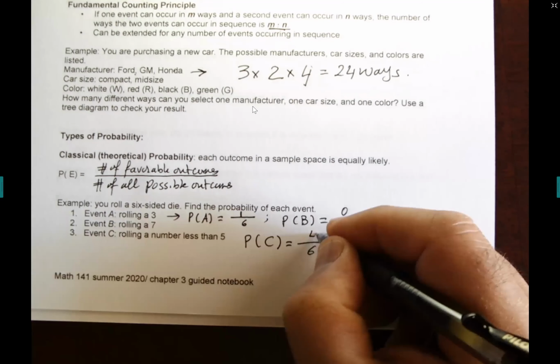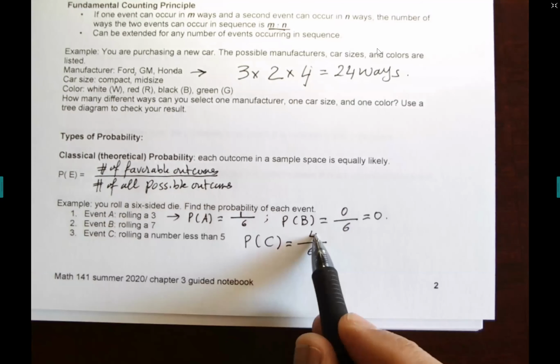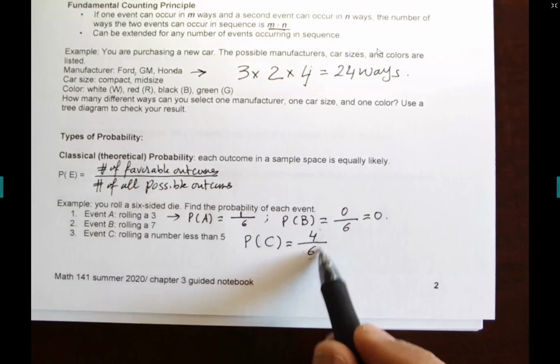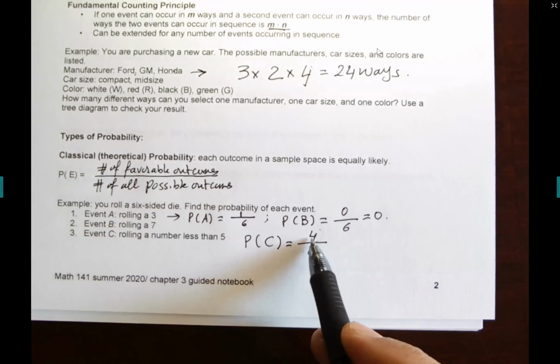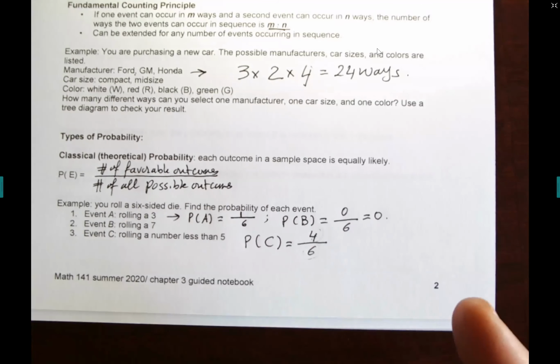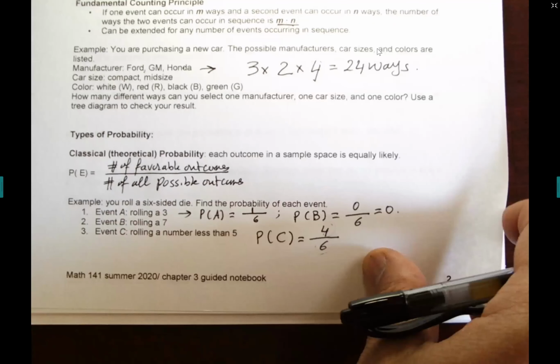And one thing I'd like you to know, guys, here, I don't care what the outcome is. I only count how many. So don't ever think of what the actual outcome is, just how many are there. Less than 5, I know 4 is less than 5, 3, 2, 1, there's 4 of them, that's all I care about. So this is the classical definition of probability.